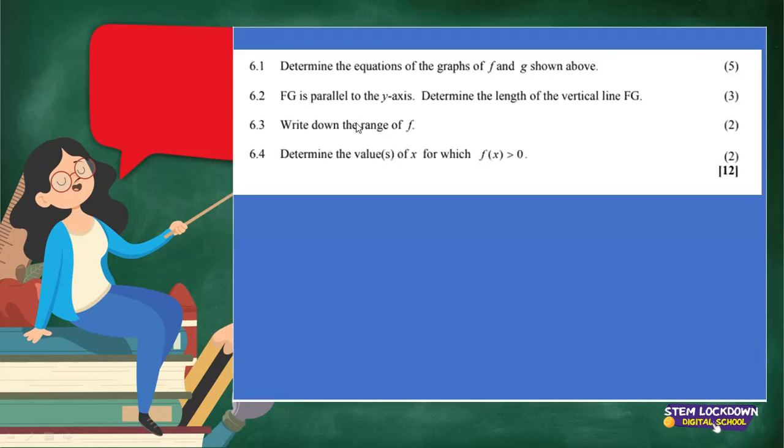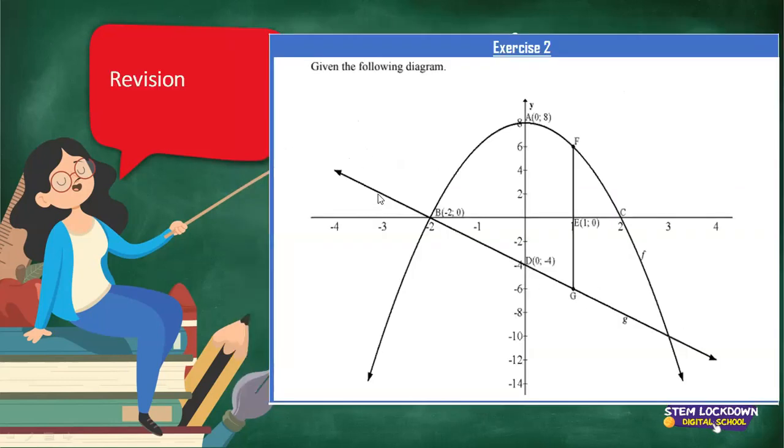Now, the next one, we need to find the equation of G. How do you find the equation of G? G is a straight line, and the equation is always in the form y equals mx plus c. So you need to find your m and your c. Remember, m is the gradient and c is your y-intercept. So your c will be negative 4, without any working out.